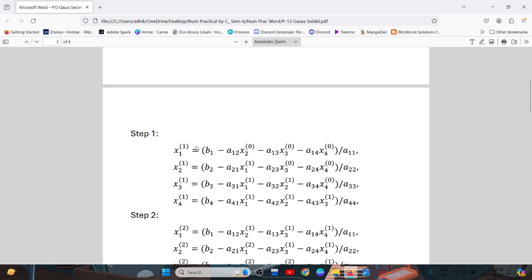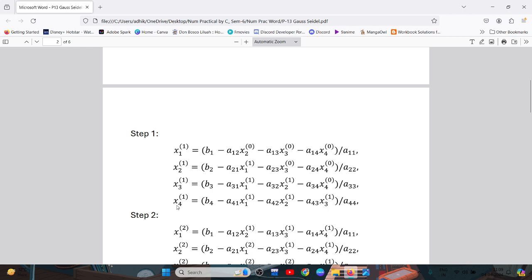Carefully note that this x1 1 comes from the current step 1, but in the Gauss-Jacobi method, this x1 actually comes from the initial step, step 0. So in the Gauss-Jacobi method, x1 0, x3 0, x4 0 all come from the initial step. And x3 1 is equal to b3 minus a31 x1 1, where x1 1 and x2 1 come from step 1, but x4 0 comes from the initial step.